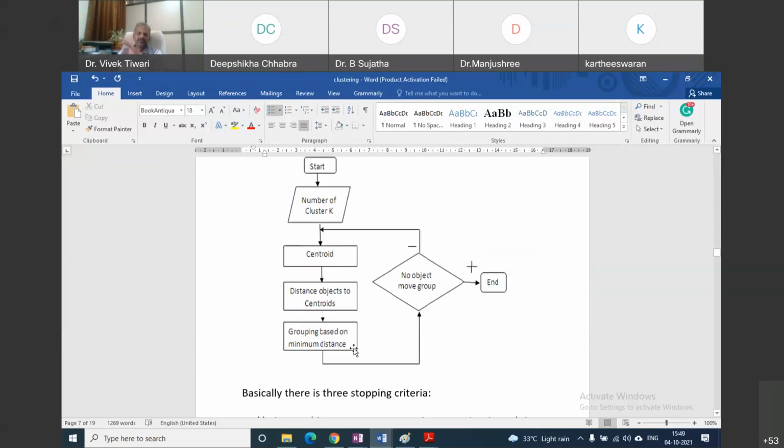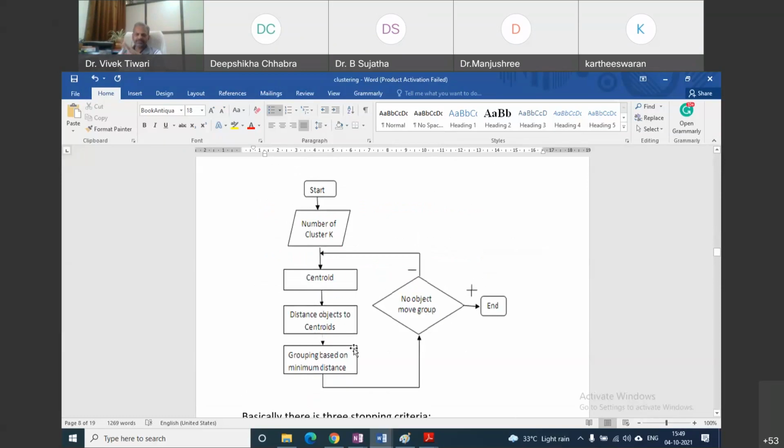I'm explaining again the process with the flowchart diagram. Try to understand it. So what happens at the start? Suppose k number of clusters are there, because k is something that the user has to define.